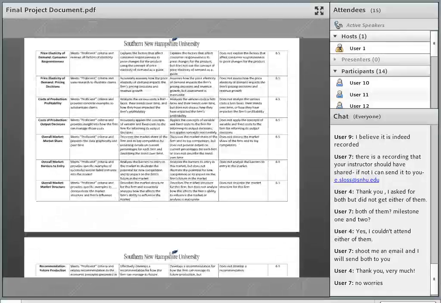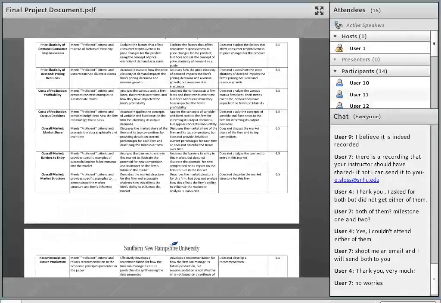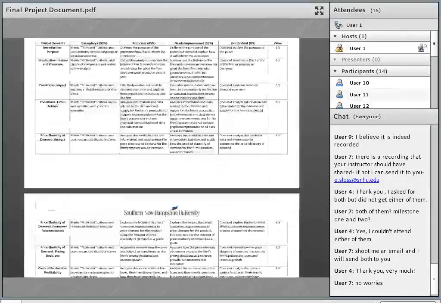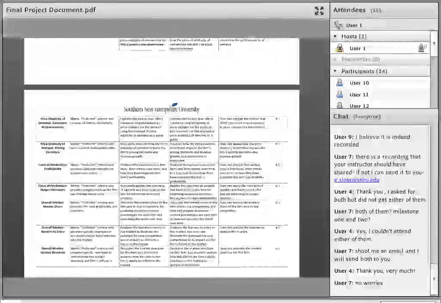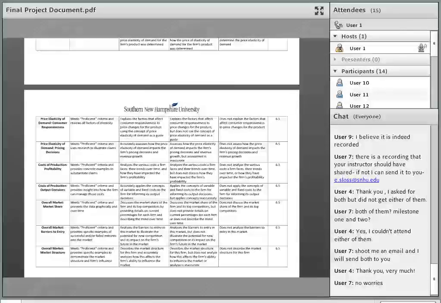Now, going further down to the cost section, again, whoops, I blew right by it. The first one, costs of production, profitability. This is another example where they want you to add concrete examples to substantiate your claims. So we'll stick with the Coca-Cola example.